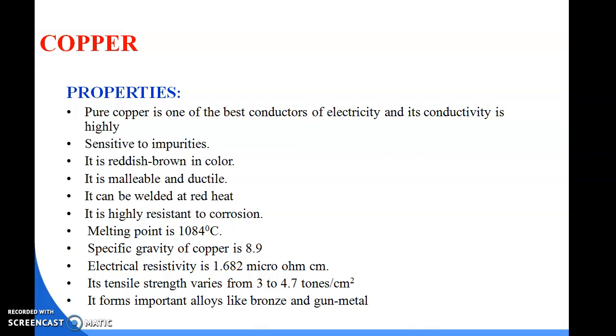So these are the properties of copper. It is reddish brown in color, it can be welded in red heat, its melting point is 1084 degrees centigrade, and its specific gravity is 8.9. These are the properties you have to remember.